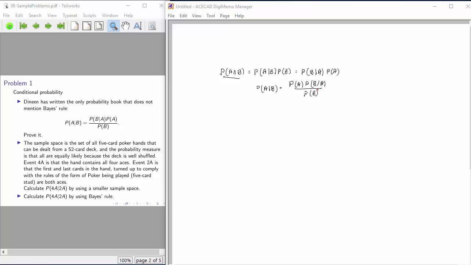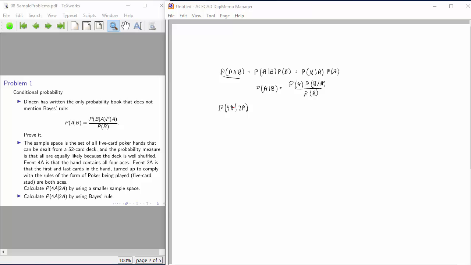Now, I'm not going to apply it immediately. Instead, I'm going to show you how to compute a conditional probability using an alternative technique, namely considering a smaller sample space. So I'm going to write this probability as P of 4 aces conditioned on 2 aces, by which I mean the following. My opponent has a 5-card poker hand face down, exposes 2 cards, and they both turn out to be aces. This is the way 5-card stud poker is played. And what I want to know is, does my opponent have all 4 aces?